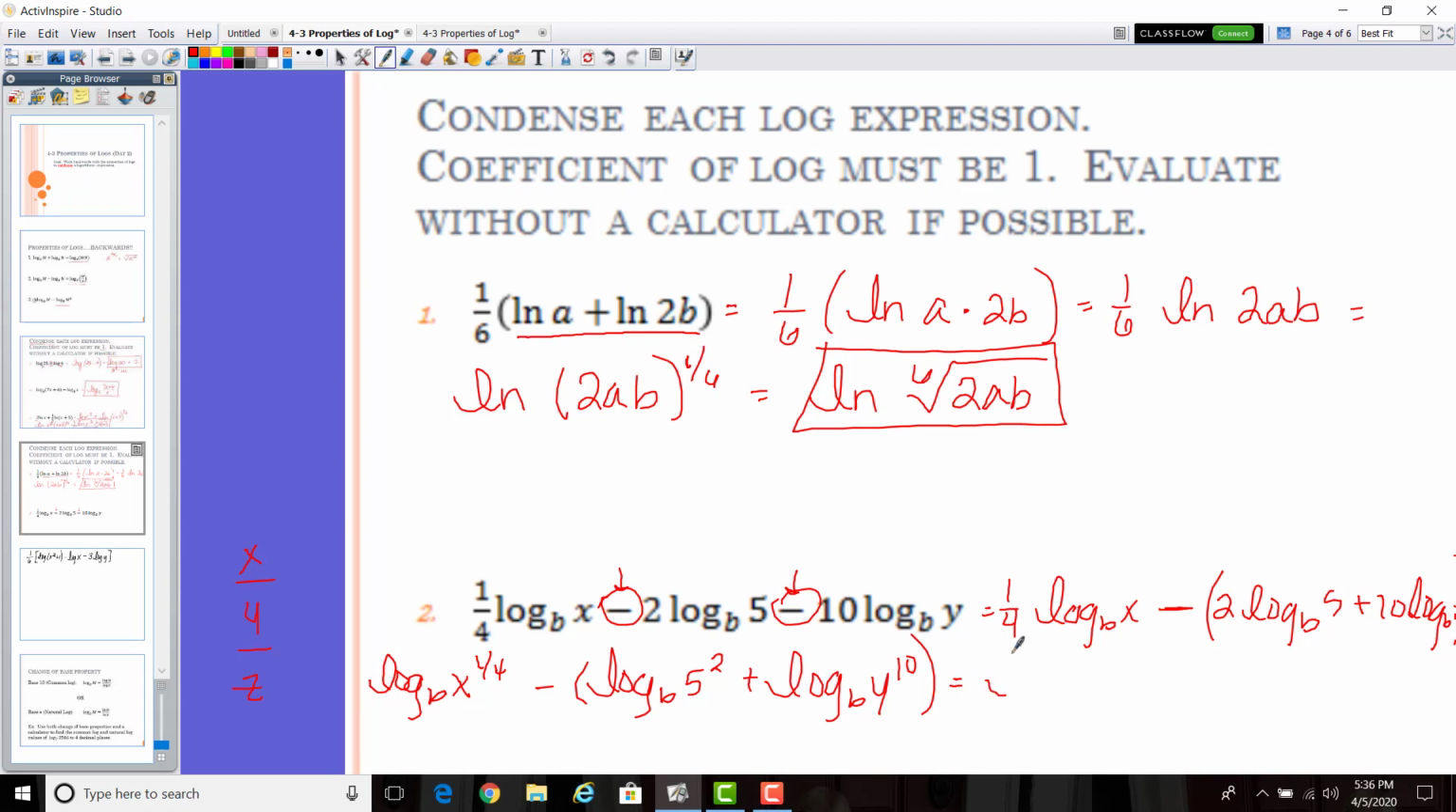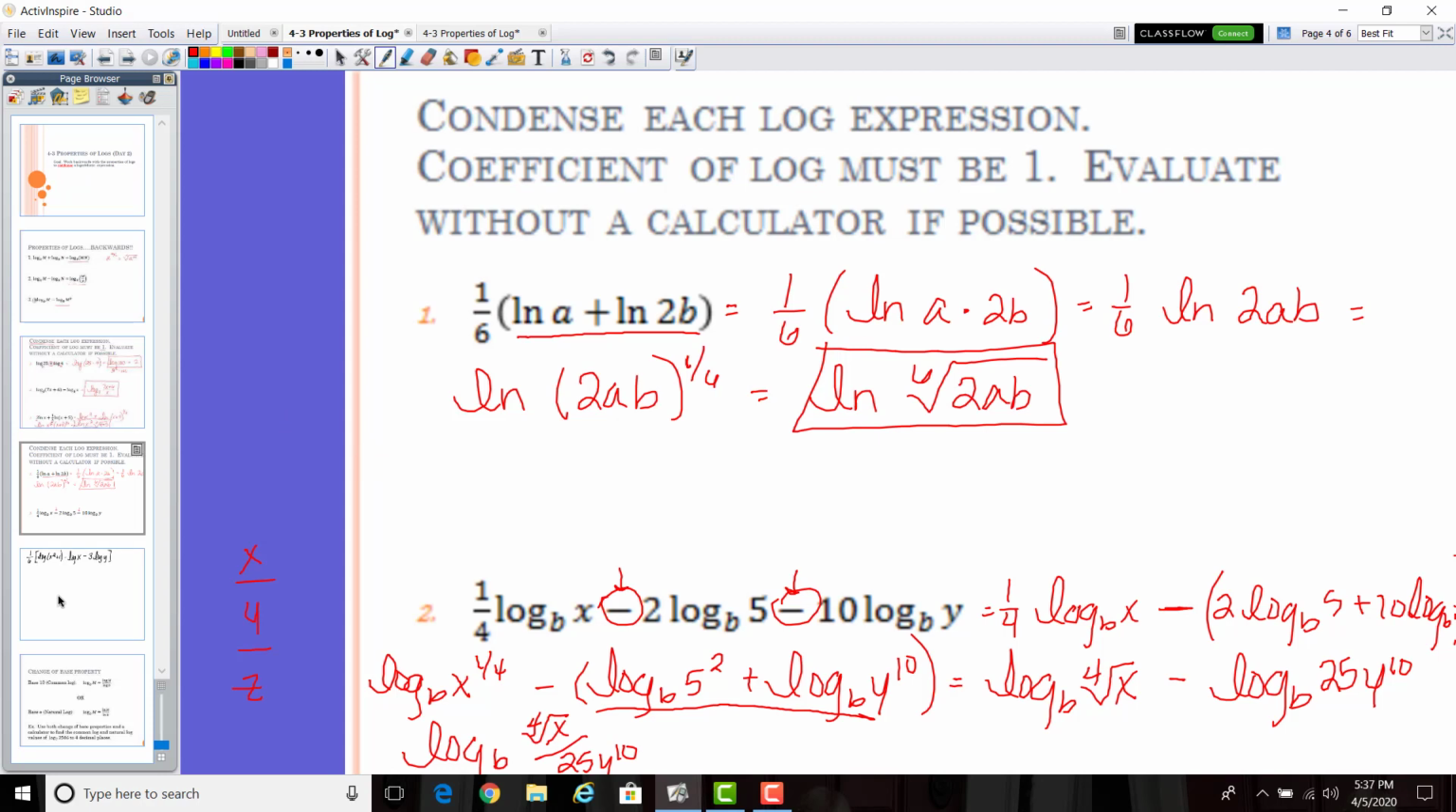Now I can simplify further. Log base b of x to the 1/4 is the same thing as the 4th root of x, minus, I'm now going to condense what's in parentheses, just like I did up here. So this is going to become log base b of 5 squared, which is 25, y to the 10th. So I use the product rule there. Lastly, I have this subtraction to deal with, and that means I'm going to turn these expressions into a quotient. So I have log base b of the 4th root of x divided by the product 25y to the 10th.